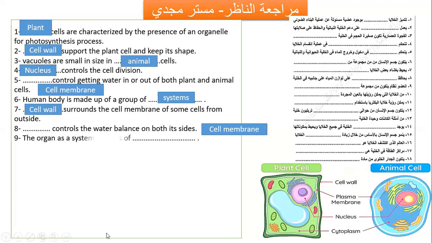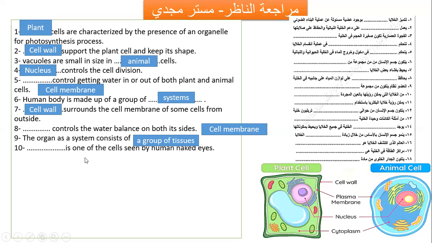So, number 9, the organ as a system consists of organ. So the organ consists of what? Do you remember? I have just said it. Yeah, organ contains a group of tissues.